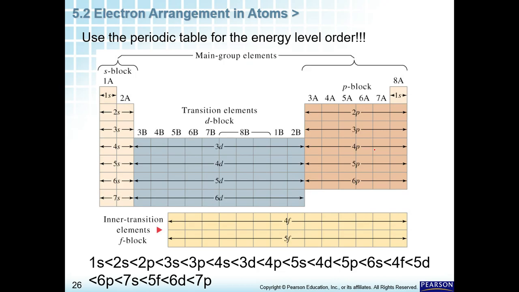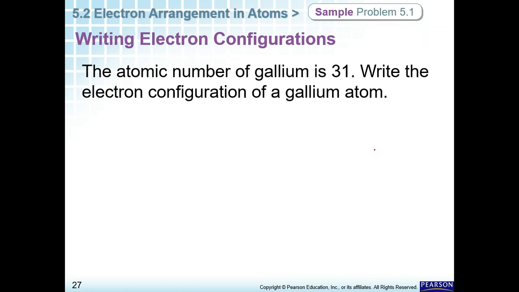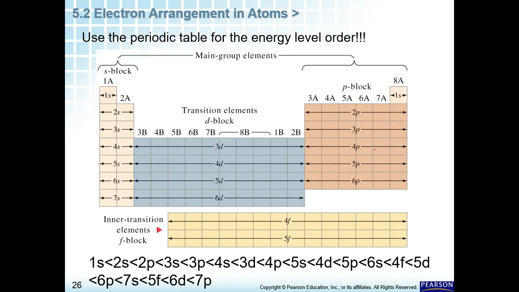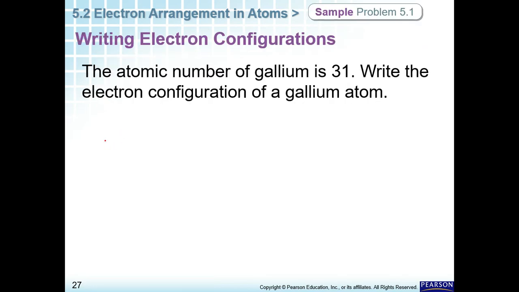What if you didn't have the electron box diagram? Again, you can use the periodic table to tell you the energy level order. We're going to use gallium as an example. The atomic number for gallium is 31, which means it has 31 electrons. So we're going to write the electron configuration for gallium. If you read this like a book, in the top left-hand corner we have a 1s. So we write 1s. We should know that s's can only hold 2 electrons.